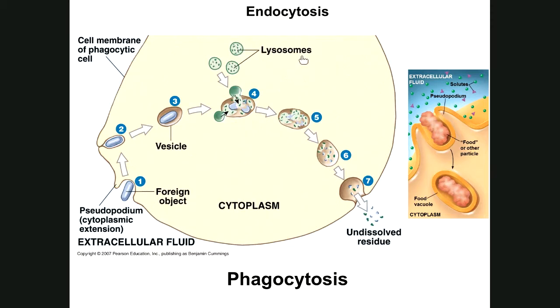But for phagocytosis, white blood cells in general perform this type of endocytosis. It's selective because the only thing being endocytosed is whatever is considered foreign to your body, and that foreign object, once it's phagocytized into a vesicle, will be transported to lysosomes to be destroyed.